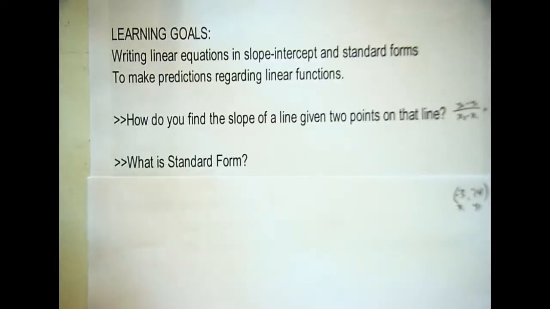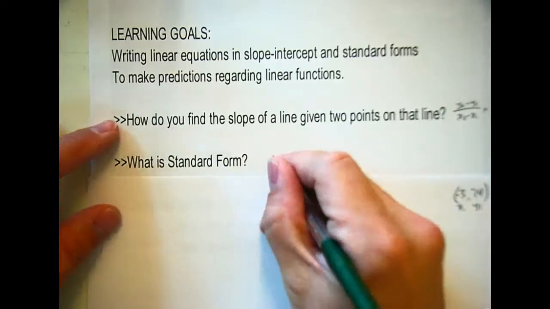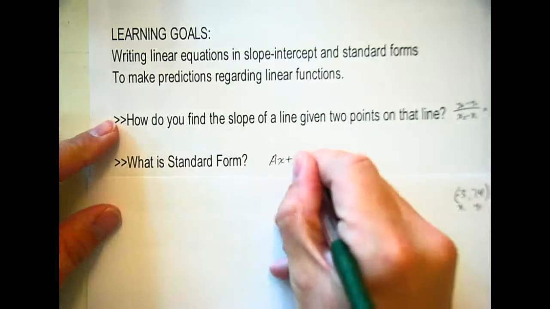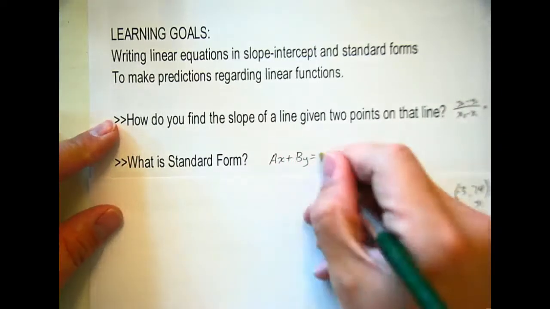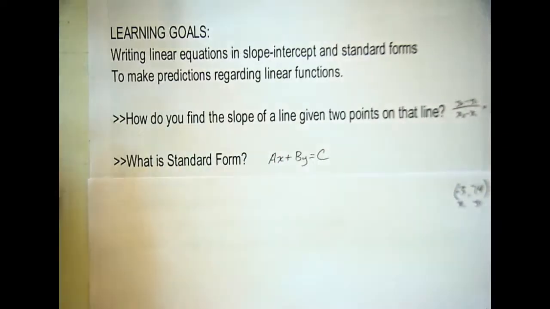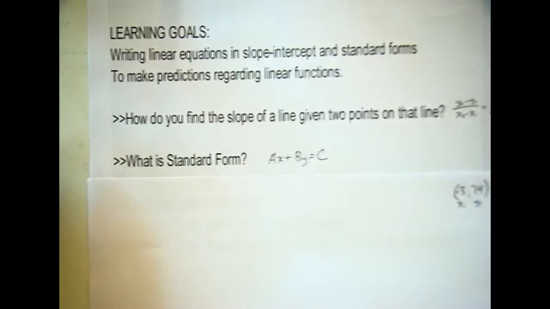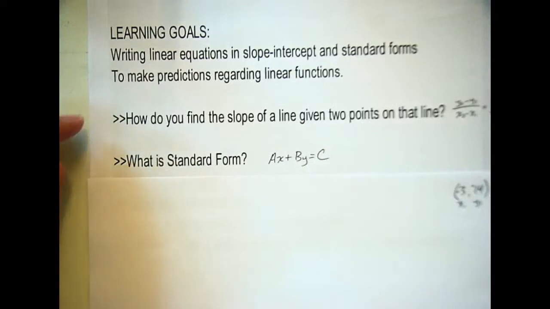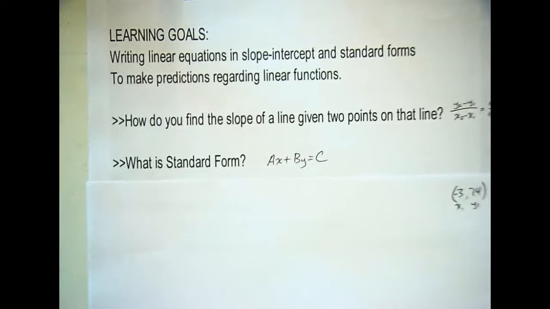What is standard form? Wow, look at that. Chantel. AX plus BY equals C. Good. AX plus BY equals C. And what are some rules for standard form? We talked about them the other day. Jody, what's one? A has to be positive. A has to be positive. Very good. What's another rule?